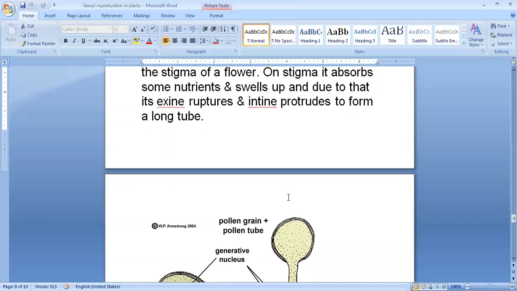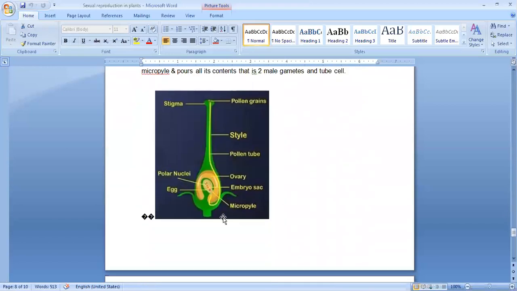The pollen tube grows and moves down towards the ovule. This is the pollen tube, the yellow colored structure you can see. This is the pollen grain. It grows and moves towards the ovule, and it consists of two nuclei. One has already degenerated during the growth of the pollen tube. So two male nuclei are there, which are going to fuse.